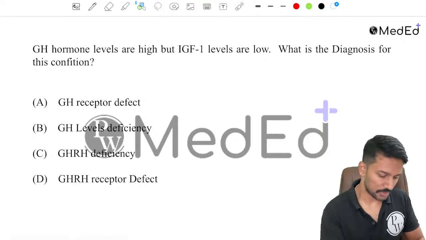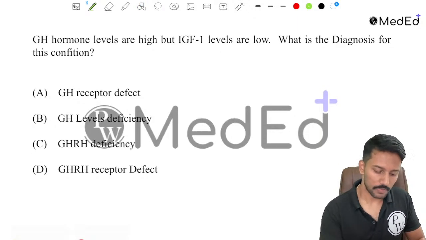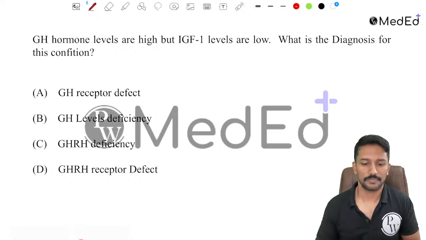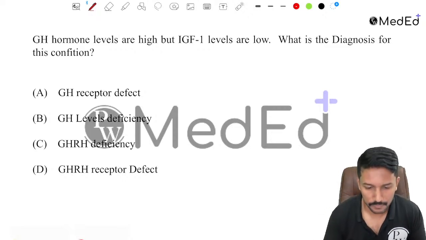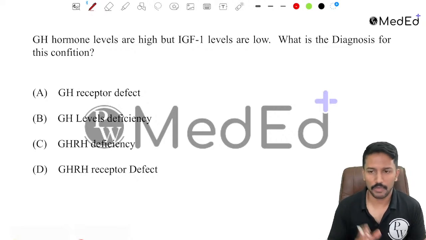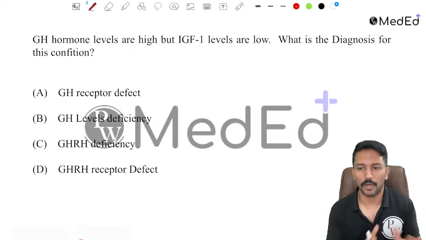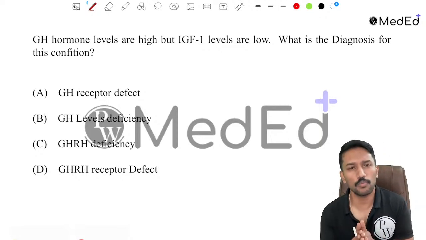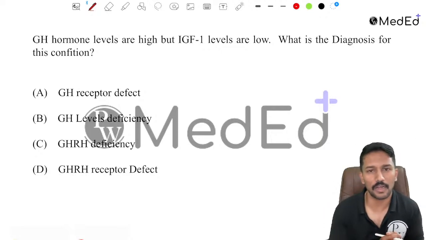Okay, next question. Growth hormone levels are high, but IGF-1 levels are low. What is the diagnosis? Simple, straightforward question. I will give you 5 minutes and I'll try to help you how to approach the ABG questions. Growth hormone levels are high, but IGF-1 levels are low.